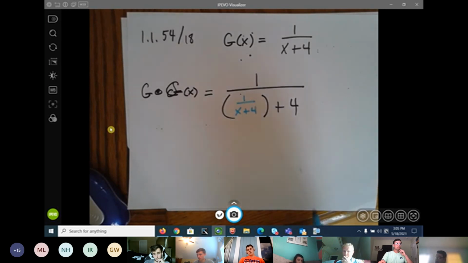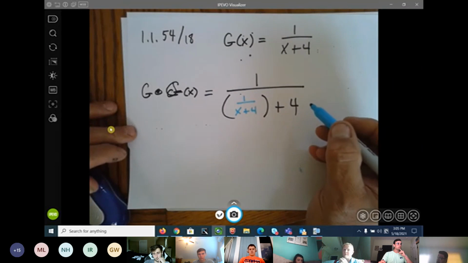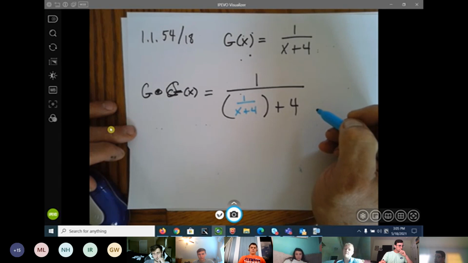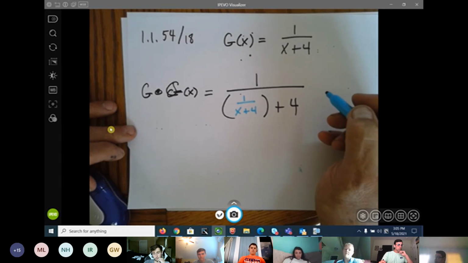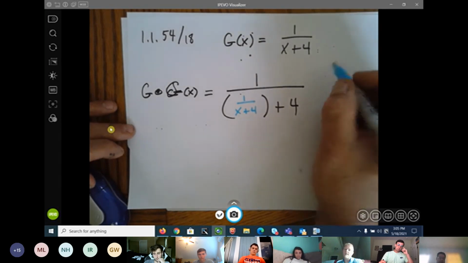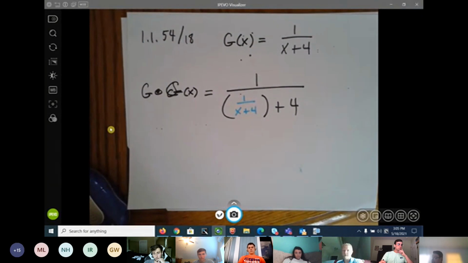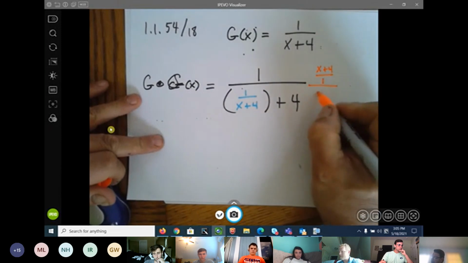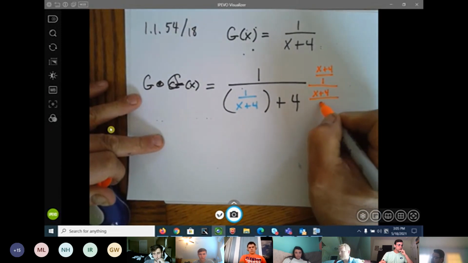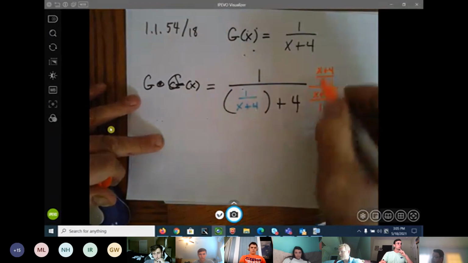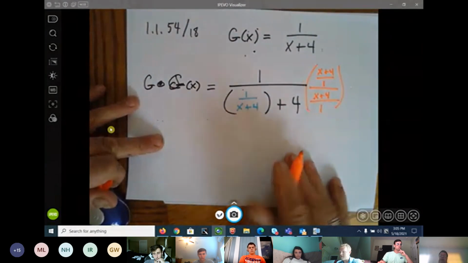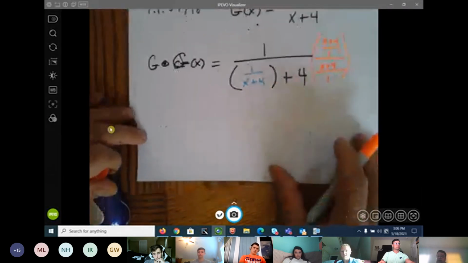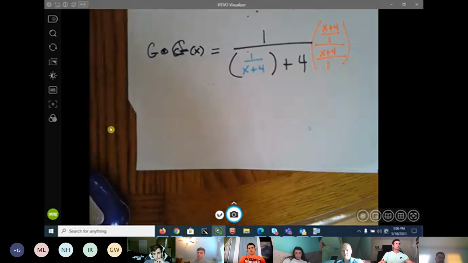So that means I'm going to multiply by x plus 4 over 1 over x plus 4 over 1. So I'm going to multiply. I don't know if they want to go this far, but x plus 4 over 1 divided by x plus 4 over 1, that's the equivalent of 1. So I'm going to multiply both sides by that. I don't know if they want to go this far or not, but I'm going to do it this way.